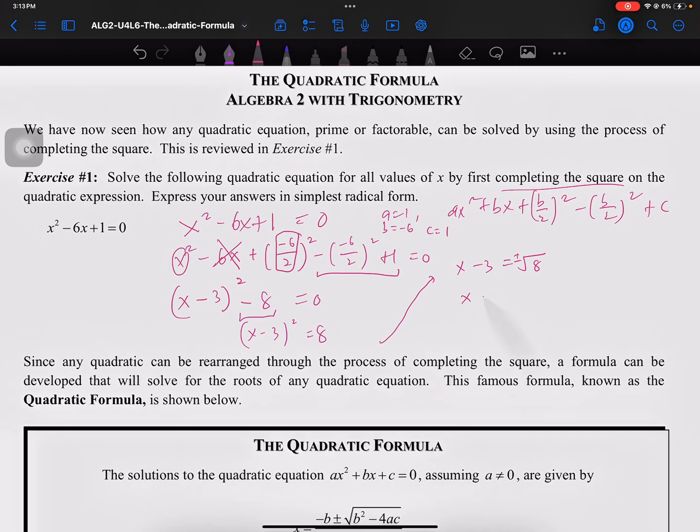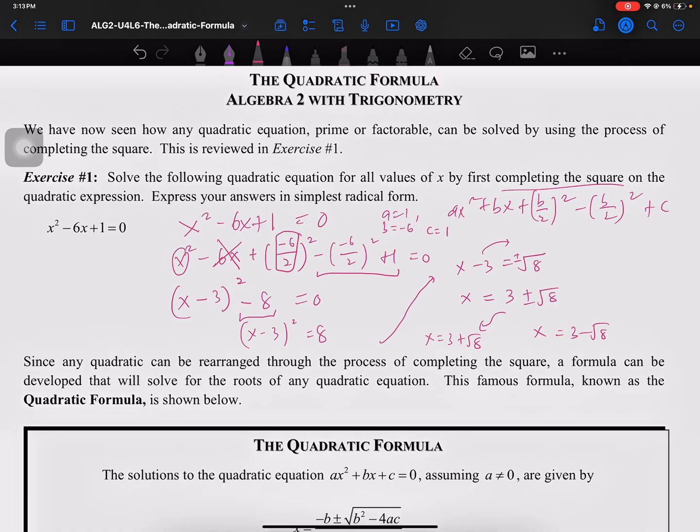So x is, 3 goes there, becomes plus 3, plus minus square root of 8. So we have two different values. x is 3 plus root 8. x is 3 minus root 8. Whenever we take the square root of both sides in an equation, we must include plus or minus, because both a positive and a negative number squared give the same result.